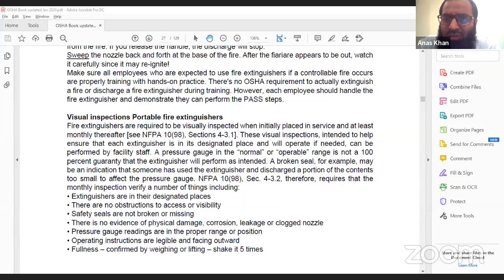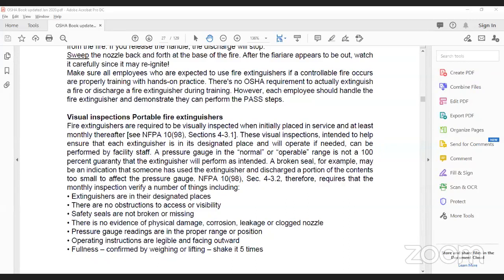Why do we need to shake 5 times? As you know, in the cylinders sometimes there's a leakage because the safety seals are broken, maybe the content has gone out, and the volume has decreased. Although the pressure gauge shows okay, everything's green, and the pin is also there, it has leaked due to some seal getting cracked.